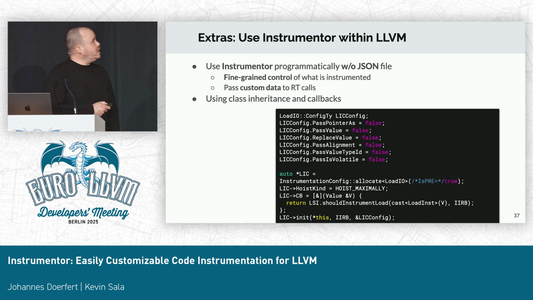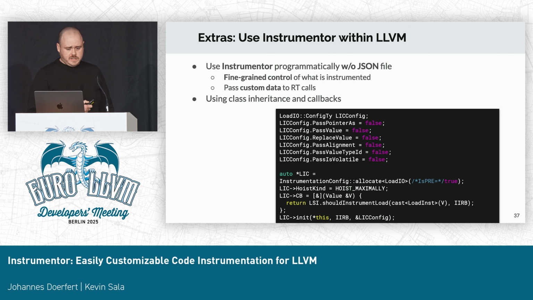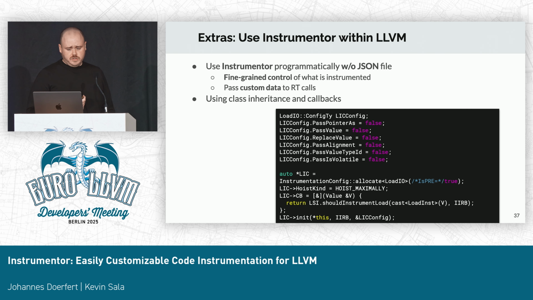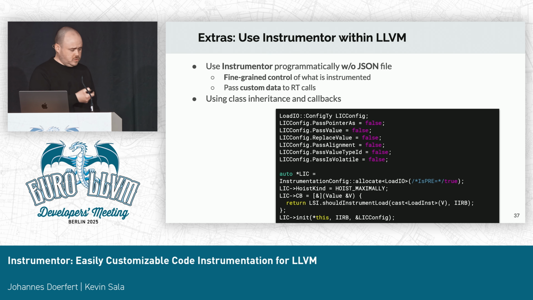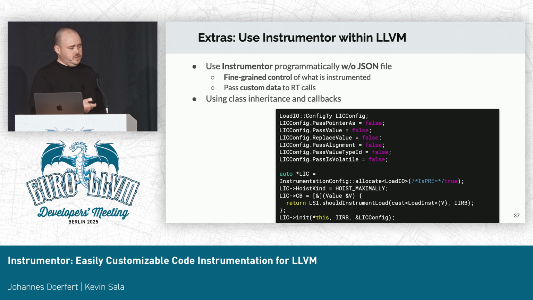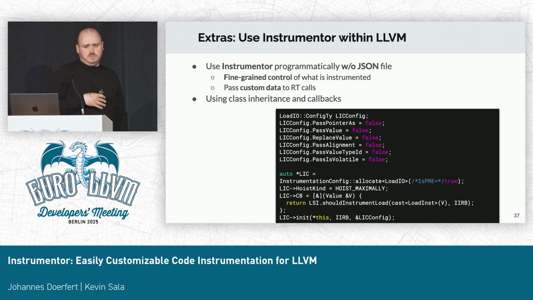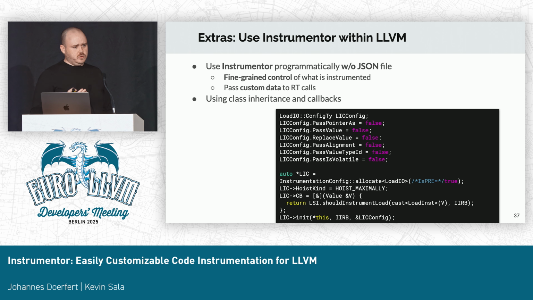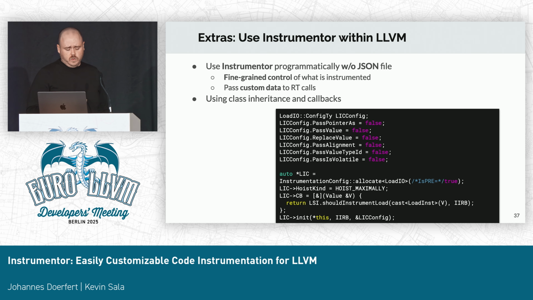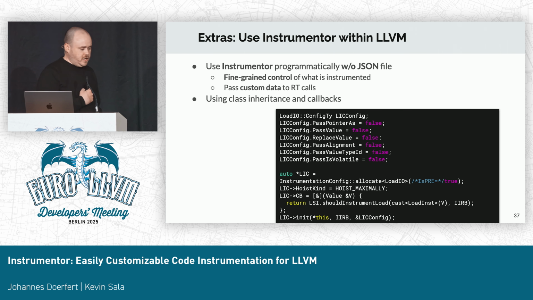Some extras of the Instrumentor pass. I have been explaining that we use a JSON file in order to provide the information to know what the user wants to instrument, but that's when you are using the Instrumentor as an external user, that you don't want to touch anything on the LLVM side. But there are cases where you may have your own instrumentation pass and you want to use the features of the Instrumentor from your LLVM pass.